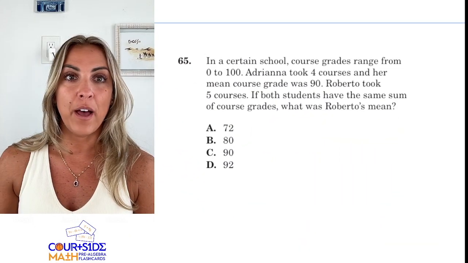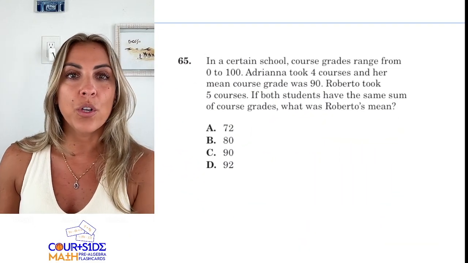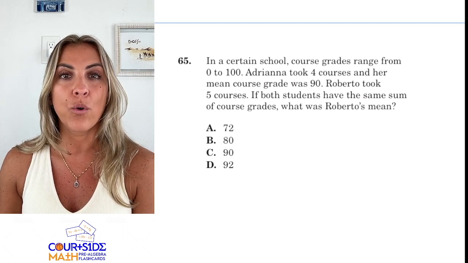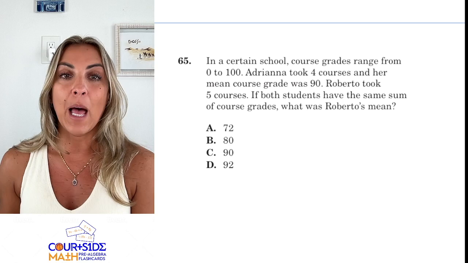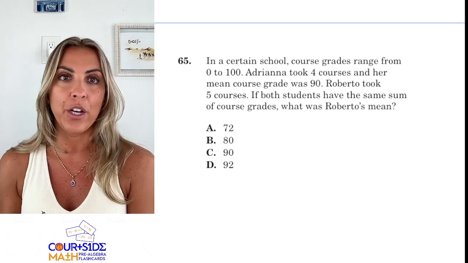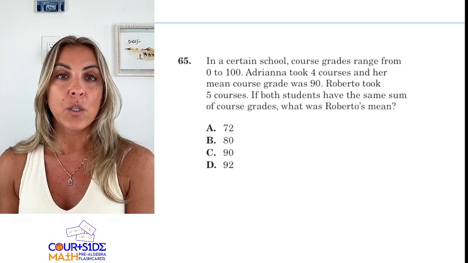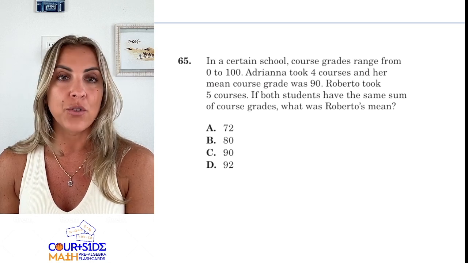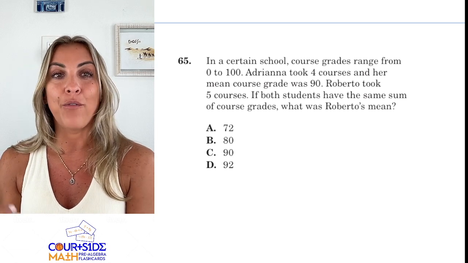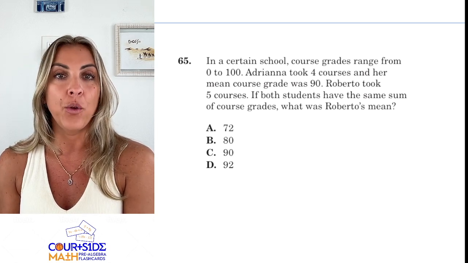All right, number 65. In a certain school, course grades range from 0 to 100. Adriana took 4 courses and her mean course grade was 90. Stop there if you don't know what mean is, and please make sure you make a flashcard for yourself. Throw it in your study pile. Mean is one way to find a measure of central tendency, where you add up all of the values you're given and then you divide by the number of values that there were, right?